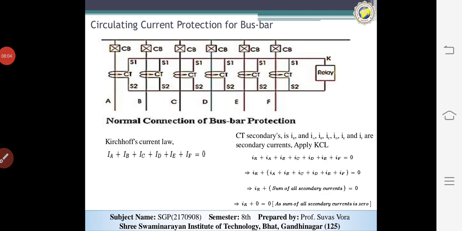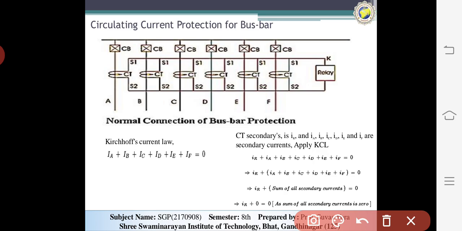So circulating busbar system, you can see one basic example. The circuit protection responds to the vector difference between two or more similar electrical quantities. If I consider the merz-price system, we can study the Merz-Price system in the next chapters. So Merz-Price type protection can be used for protection of busbar systems.